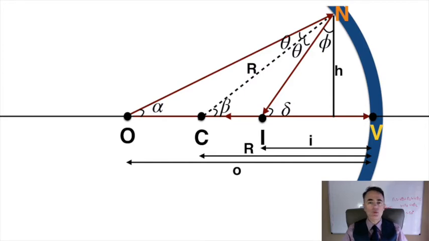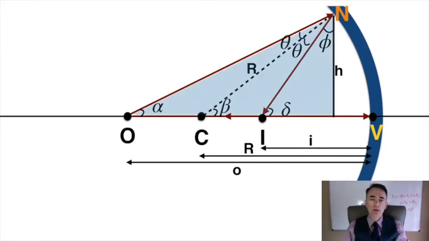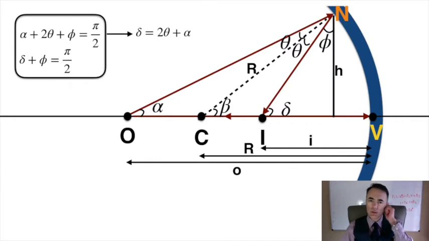Let's do some trigonometry with the angles now. The sum of the angles of any triangle is pi. For the first triangle, we have that alpha plus 2 theta plus phi is equal to pi over 2. From this second triangle, we also know that delta plus phi is equal to pi over 2. Combining these two results, we get that delta is equal to 2 theta plus alpha.